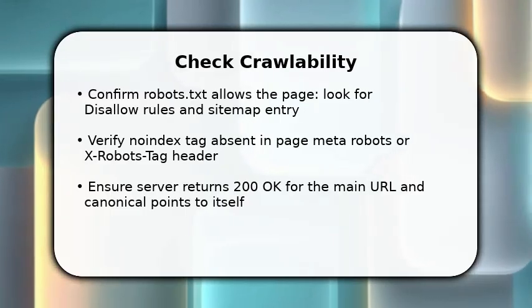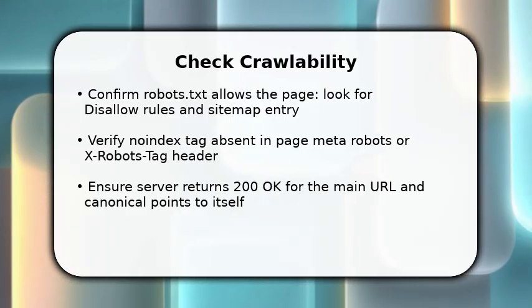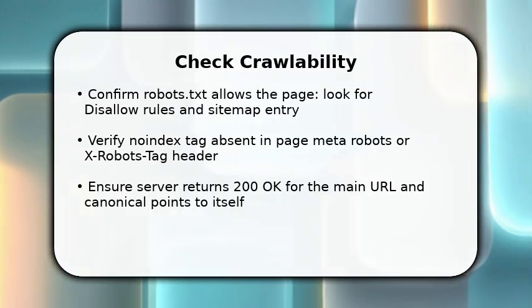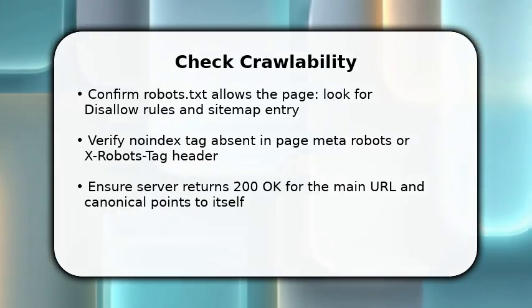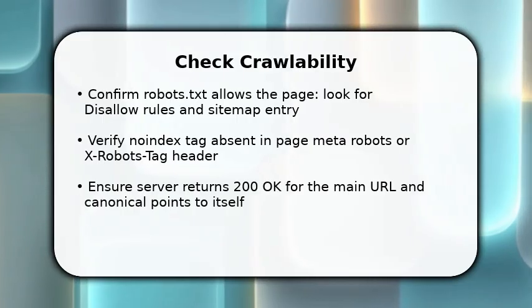You start by making the page crawlable and visible. First, fetch your URL with a tester or curl to confirm a 200 OK response. If you see redirects, follow them and update canonical tags.